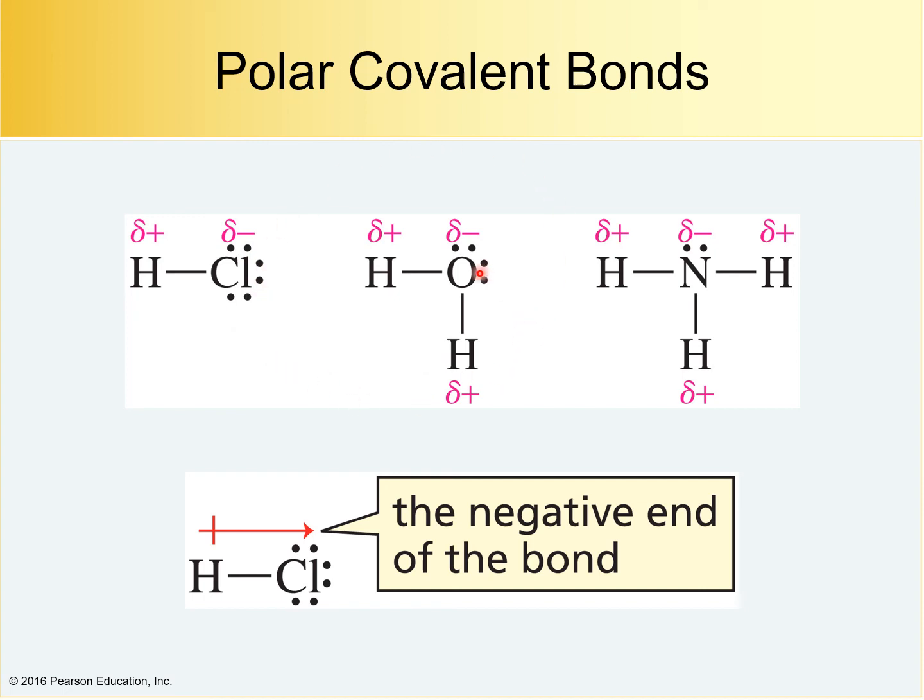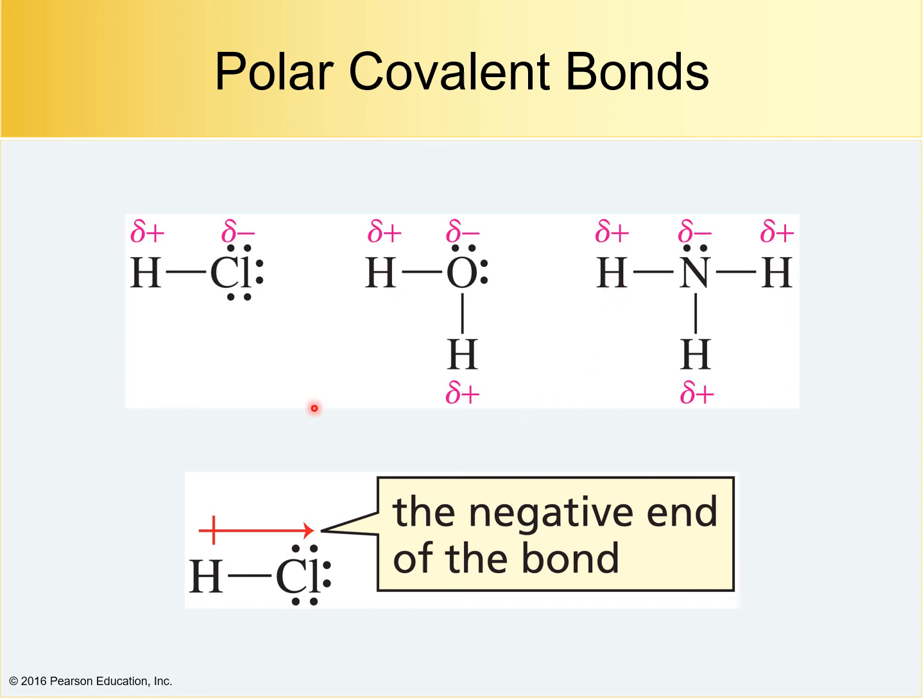We have water, which has OH bonds. Oxygen is more electronegative than hydrogen, so that's going to get the partial negative. The hydrogens get the partial plus. So we also have ammonia, which has NH bonds, right? Nitrogen is farther right in the periodic table than hydrogen. It's going to be more electronegative, so we label that with the partial minus, and the hydrogens with the partial plus.